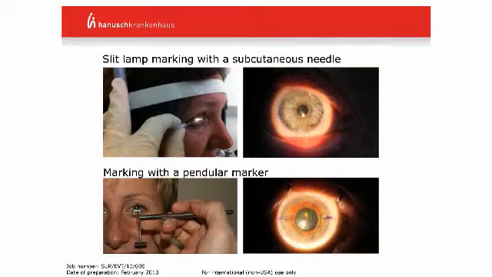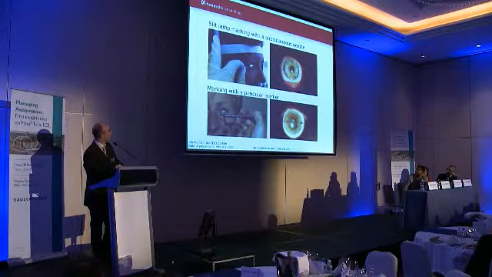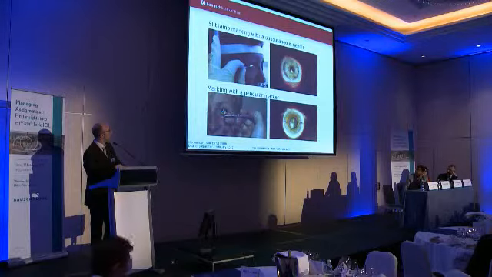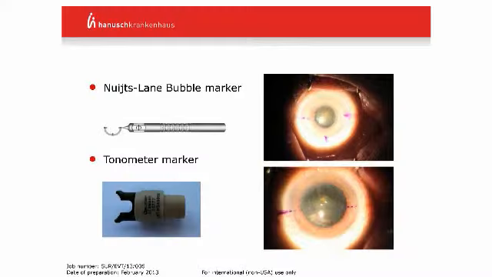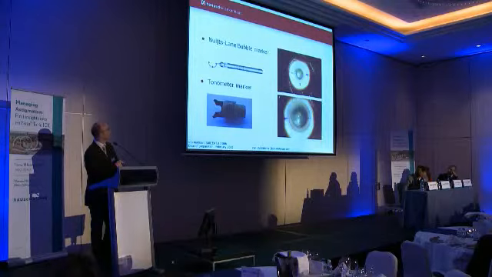Now we've done a trial where we've actually compared it with other marking devices. So here a pendulum marker. Next slide. And then here with the Newitt's Lane bubble marker, which you also put blue ink into and then have a bubble, and it gives you 3 markings. And the tonometer marker, which was just alluded to by Goyder, the 2 mark.